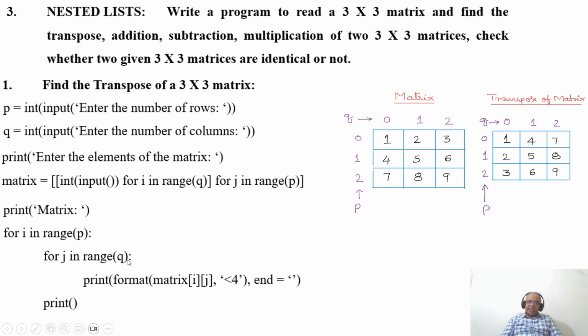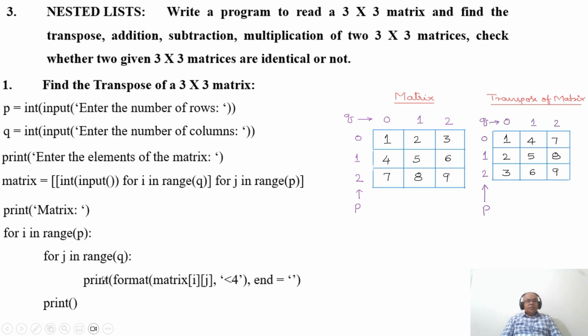For j in range 3, again 0, 1, 2, so j will also be 0 first. Then print format matrix ij. And between the two columns, what should the space be? That is 4. By default, Python always goes to the next line, but I want to continue on the same line after printing 1. For that we use end, a separator, end equal to open and close quotes, which gives the space.